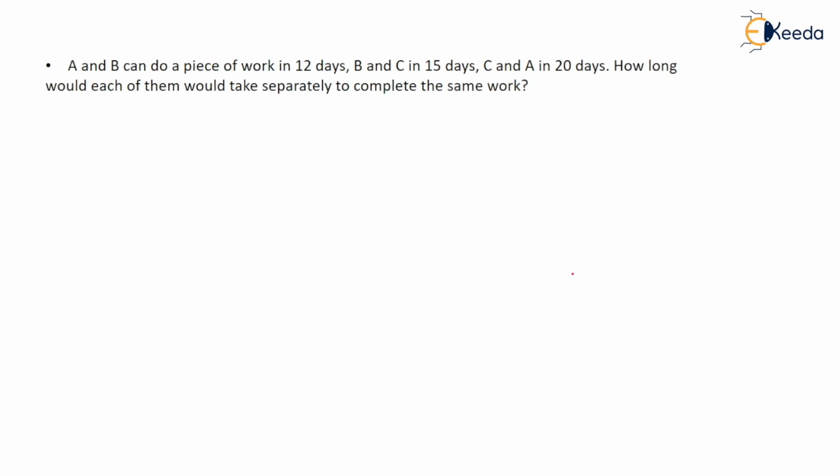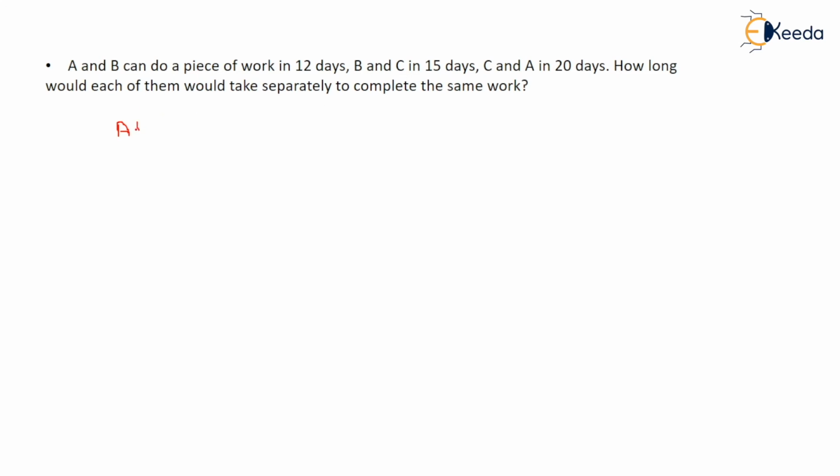Now this is the second question. This type of question comes to your examination a lot of times, and what we generally do is try to write the formulas. You do not need to write those formulas, you just have to remember the concept which I am telling you. What it says is: A plus B can do a piece of work in 12 days, B and C in 15 days, and C and A in 20 days. How long would each of them take separately to complete the same work?